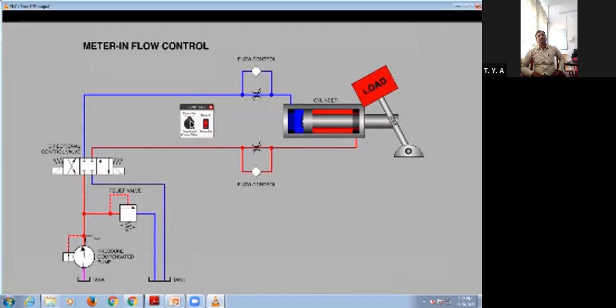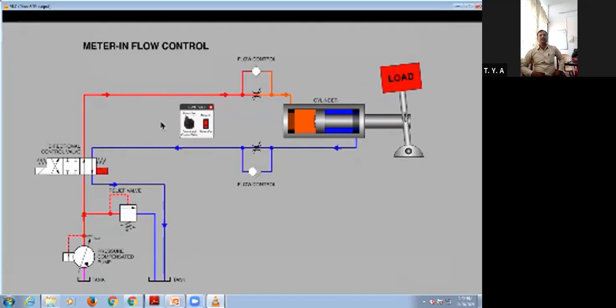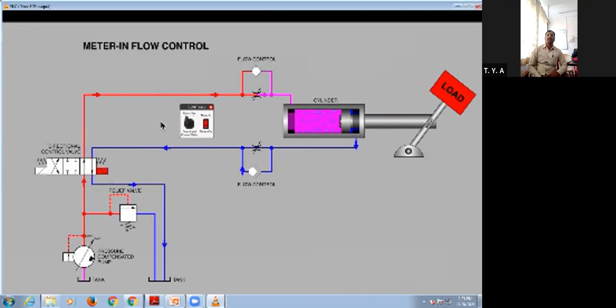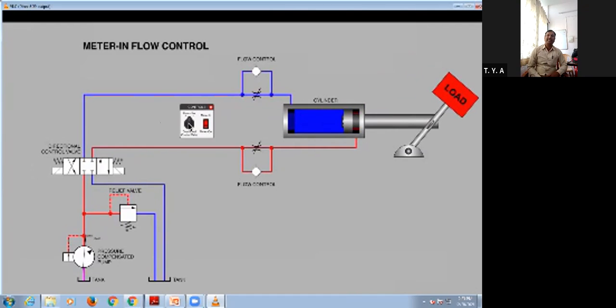Here we go. It's all working well in the first part of the cylinder's extension, but as you could see, as the load went over center, things got a little interesting.